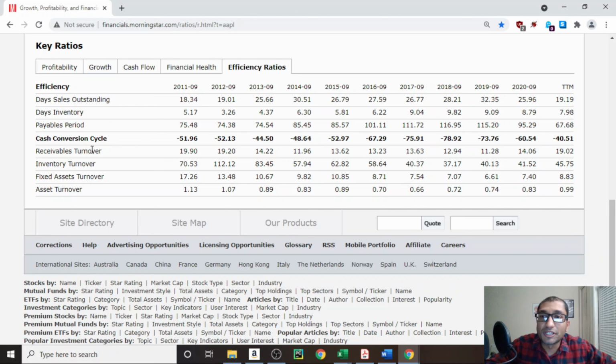Finally, looking at the inventory turnover. The inventory turnover gives an idea of how many times Apple goes through its inventory in a calendar year. Back in 2011, it went through its inventory about 70 times, and for the year 2020, it went through its inventory about 41.52 times. Ideally, we want to see the company's inventory turnover staying steady or increasing, and we can see that over the past few years since 2017, the company's inventory turnover has stayed fairly stable.